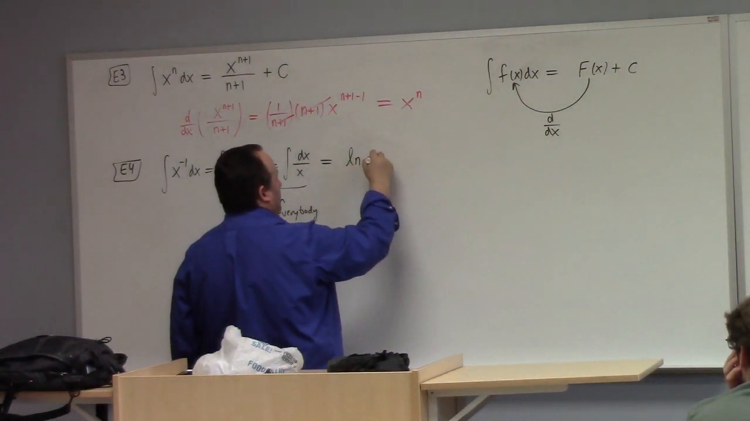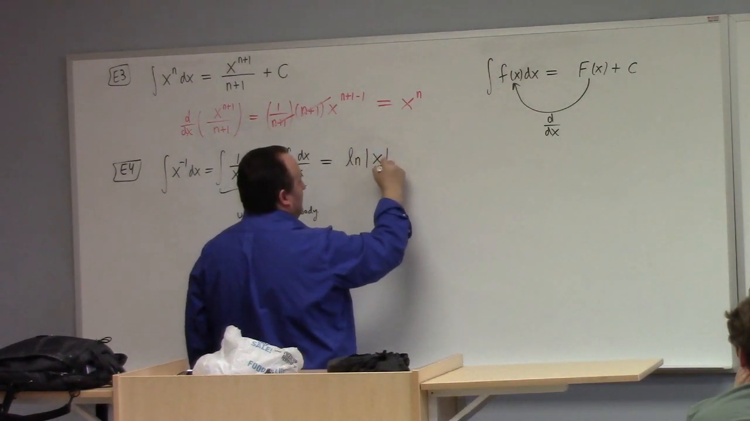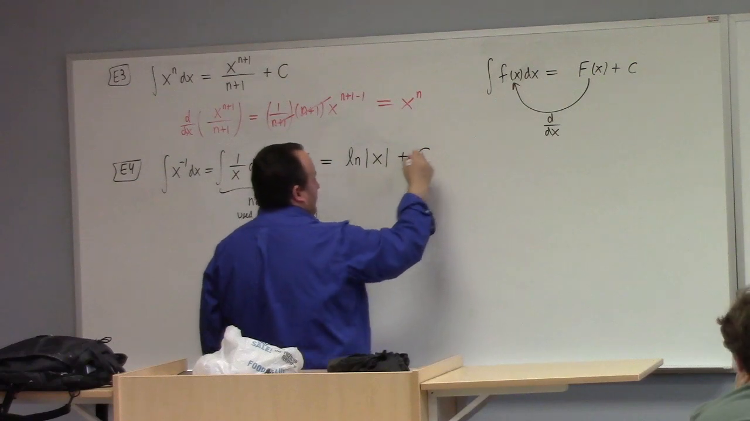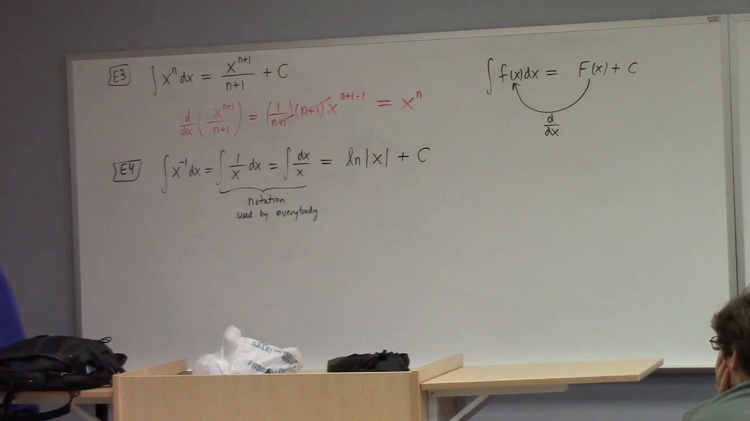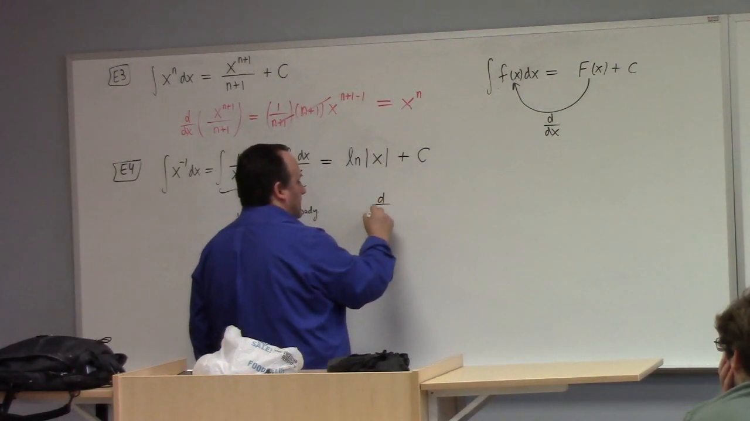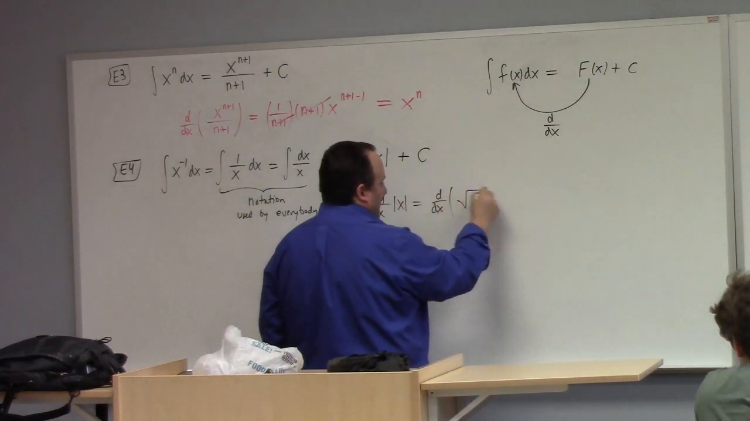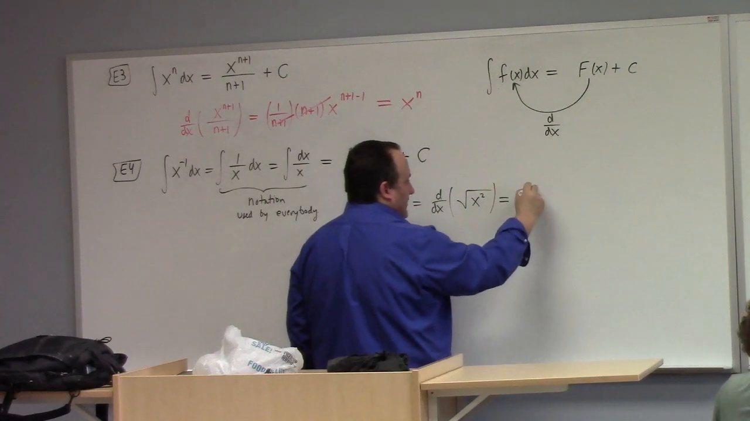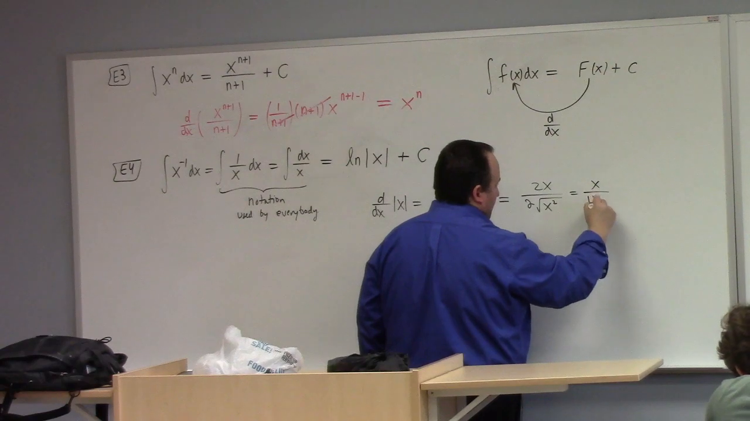That's good. Now I take your natural log of x and I raise you a natural log of absolute value of x. The reason I'm going to do that is because we worked out that the derivative of the natural log of the absolute value of x is 1 over x. So d dx of absolute value of x is equal to d dx of the square root of x squared, which is 2x over 2 square root of x squared, also known as x over absolute value of x.